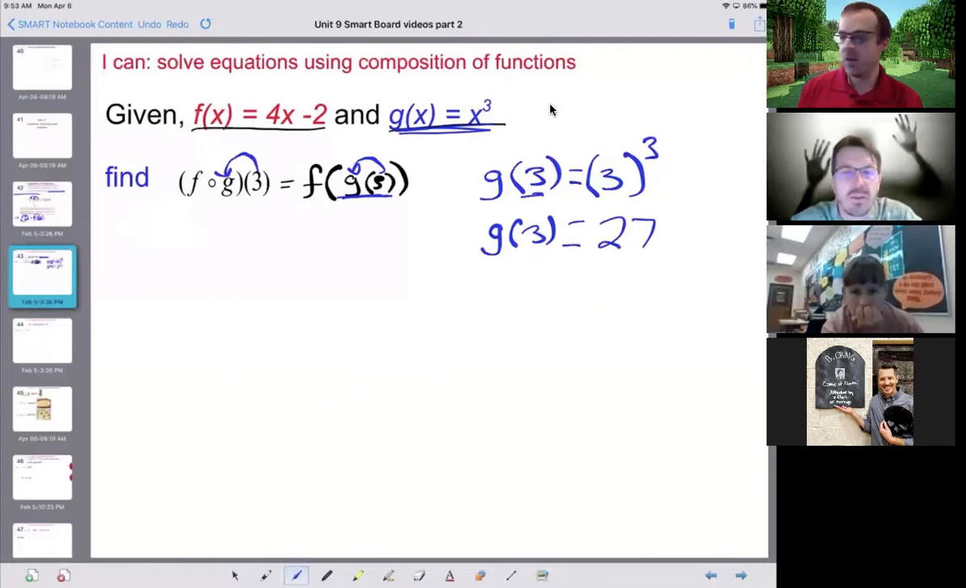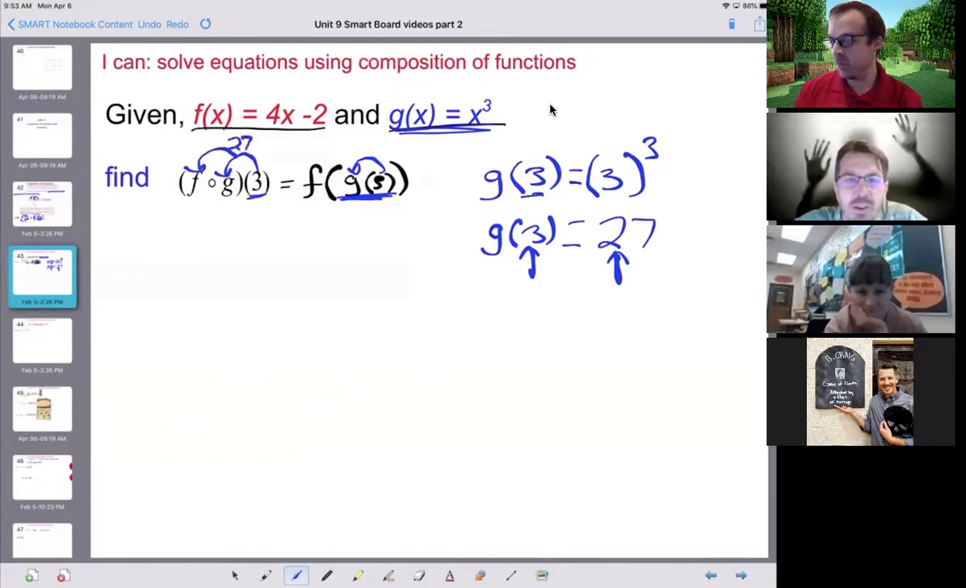Okay? So now that we know what g of 3 is, the input, again, let's talk about that. The input was 3 and the output was 27. So once we input a 3 into g, we got out a what? 27. So what are we going to put into f? I always put the 27 on the top of the arc because that way I remember. So when we get the 3 and we get out the 27, now we have to plug the 27 into f.